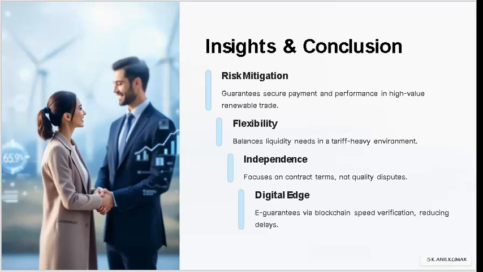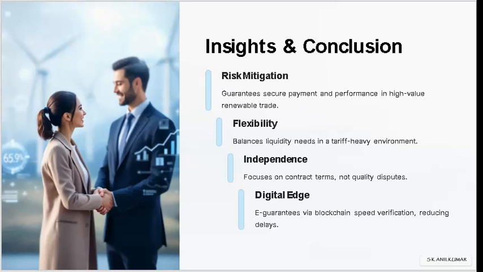Now the insight is that risk mitigation in the form of a payment guarantee secures against non-payment. There is flexibility in that both the parties get cash upfront, one getting the advance and the other getting payment against shipment. And even though there is a small delay in payment, it is a payment balancing that is happening because liquidity is understood in a tariff heavy year.